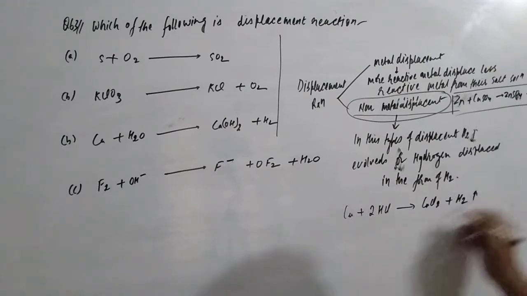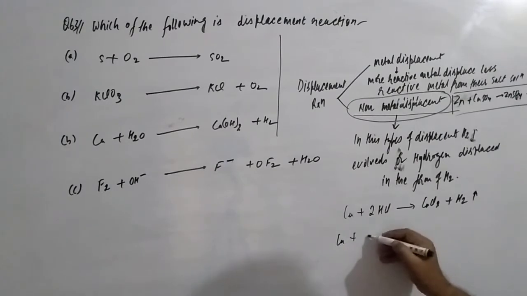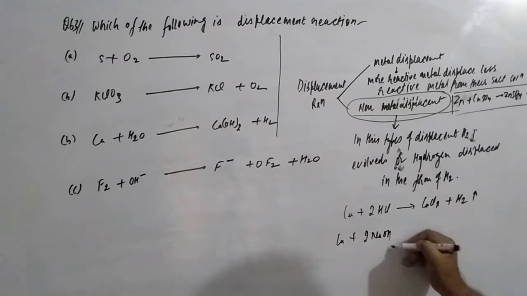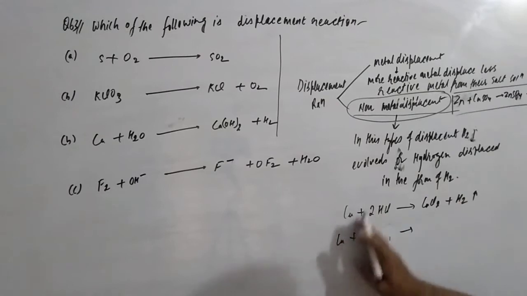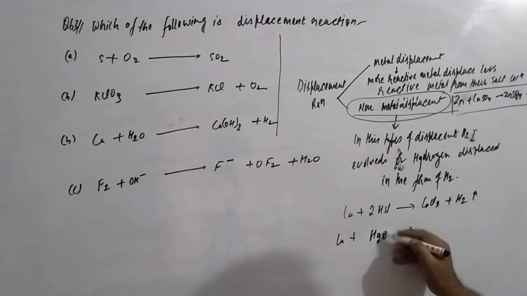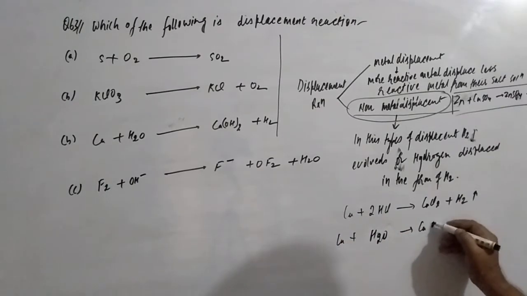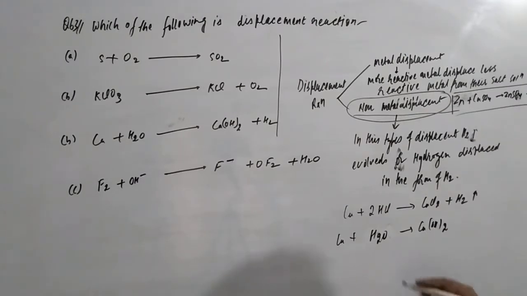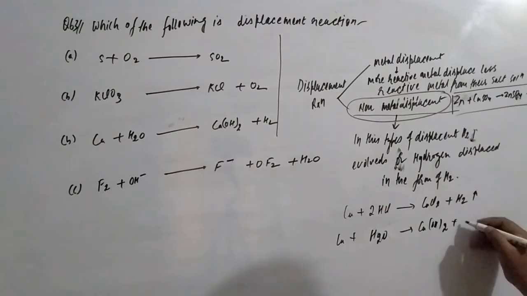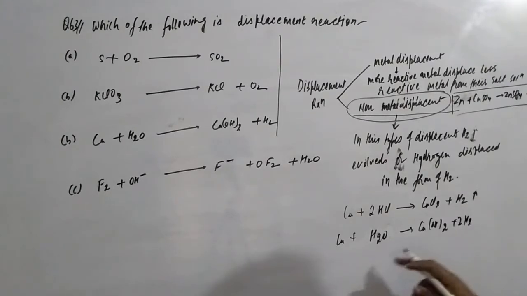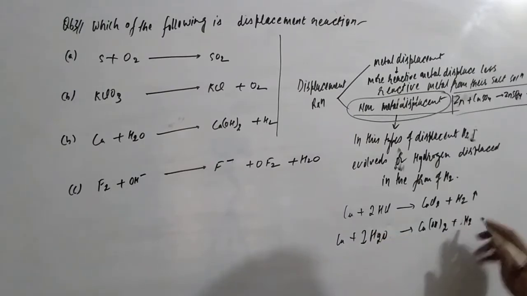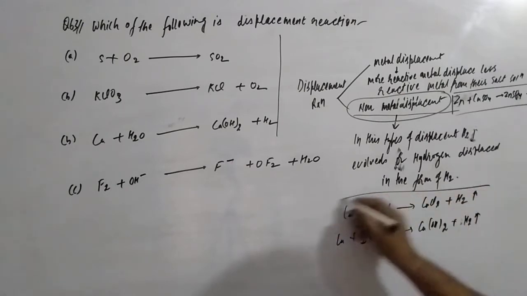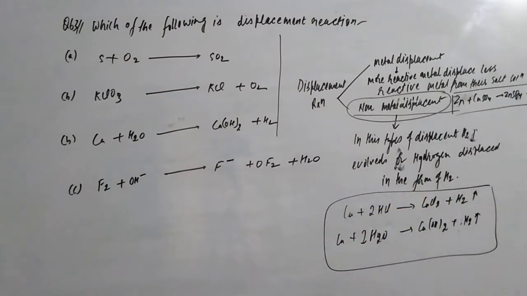Another example: suppose it is reacting with water. It will form calcium hydroxide, Ca(OH)2, and it will also give H2, 1 mole of H2. These are examples of non-metal displacement.